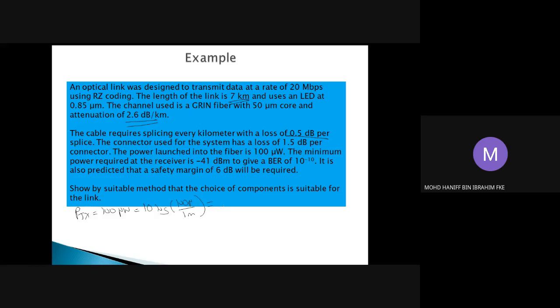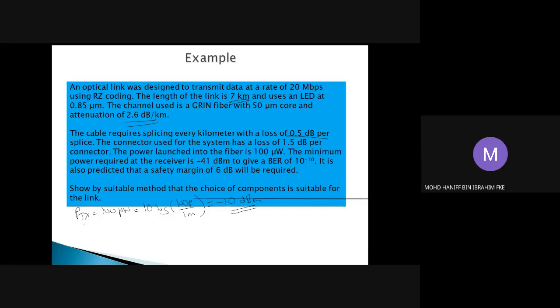So the answer will be equal to about what? 100 micro divided by 1 milli, so let me calculate this first. It's about -10, yeah, -10 dBm. So that should be the value of the transmit power in dBm.